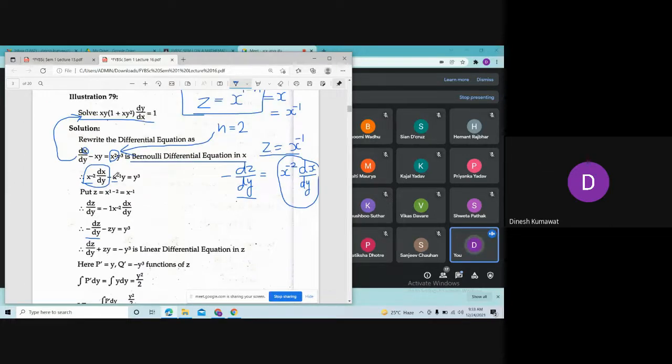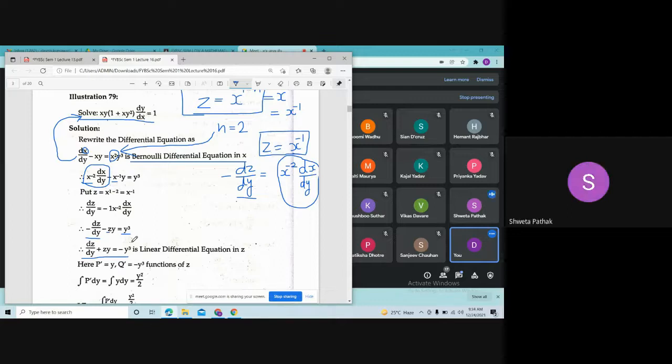What did we put for x inverse? Observe. What did we say x inverse is? z. You keep this y as it is. Okay, now we want the coefficient of dz by dy as 1. So what we are going to do, you just multiply this equation with negative sign. So we are having dz by dy plus zy is equals to minus y cube. Is that clear?